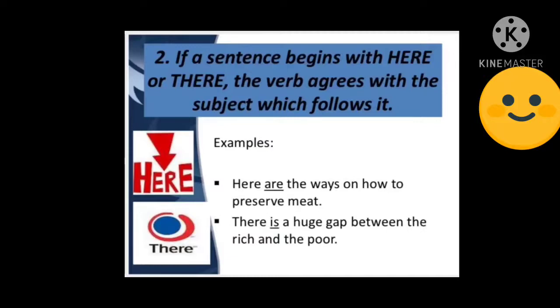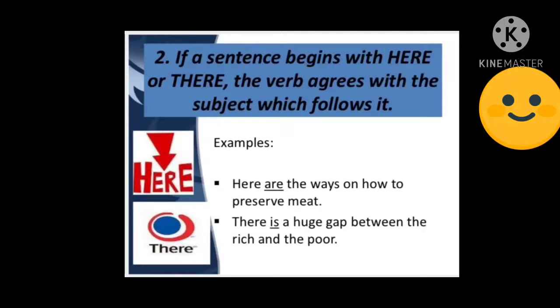There is a huge gap between the rich and the poor. So, this sentence started with the word there. And what is the subject here? Huge gap. Okay, it is totally considered as a subject. Gap is nothing but a singular, and so we are using a singular verb. We cannot use there are huge gap.